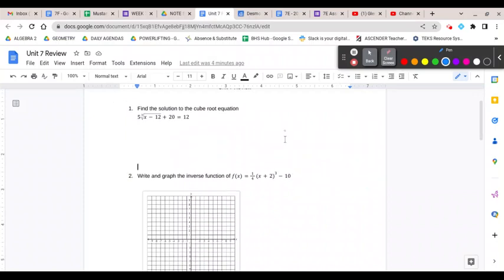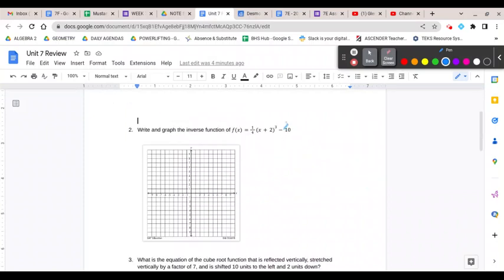All right, number 2. Write and graph the inverse function of this. So the inverse function, if you recall, we need to flip x and y. So we're going to have x is equal to 1/4 y plus 2 cubed minus 10. You are going to need to rewrite the equation and do the graph. And so let's do the hard part, which is rewriting the equation here.